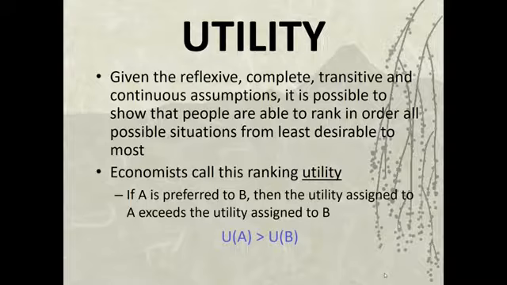Given the reflexive, complete, transitive, and continuous assumptions, it is possible to show that people are able to rank in order all possible situations from least desirable to most. This is the most important understanding in an ordinal preference pattern. When I say that I prefer X, it is because even if Y or Z is available, my preference has more weight towards X.